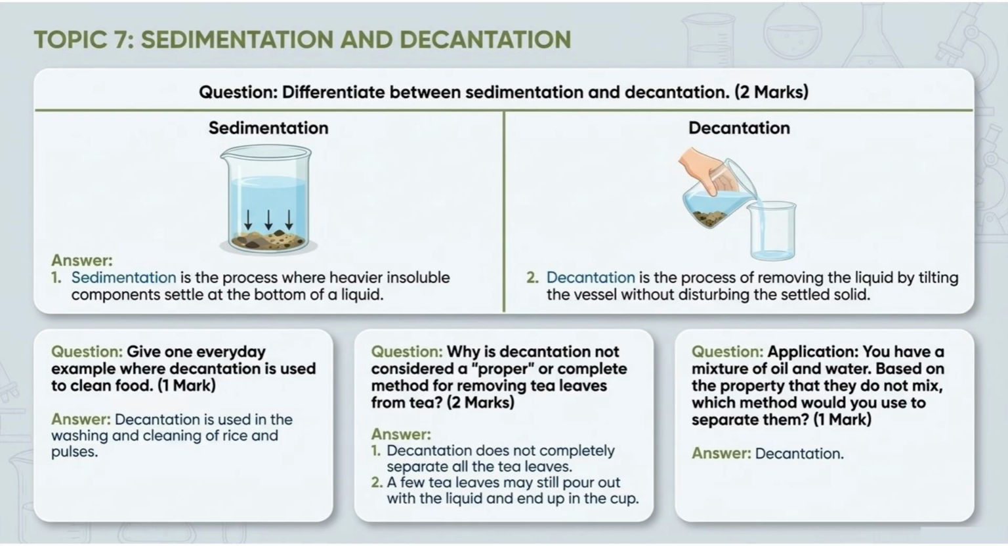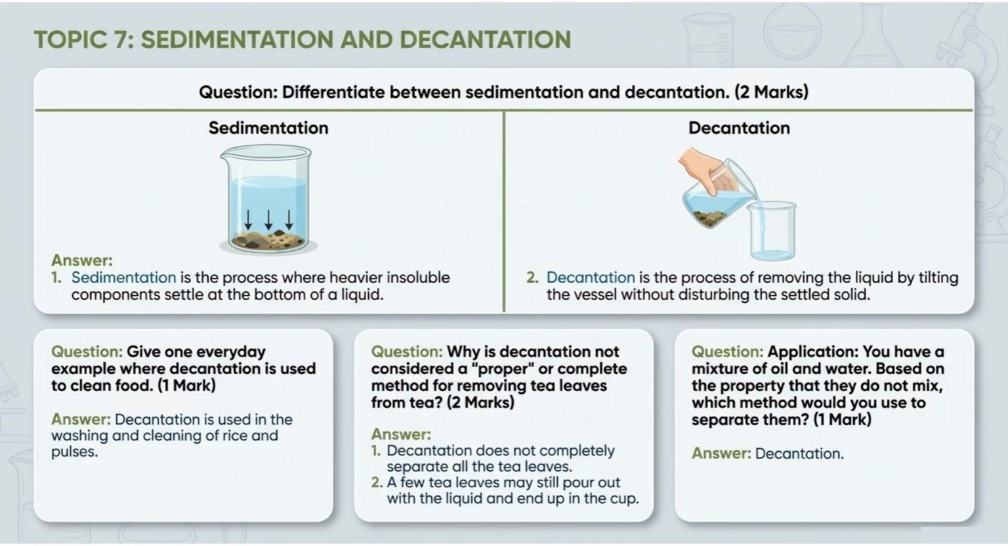Question. Differentiate between sedimentation and decantation. 2 marks. Answer. Sedimentation is the process where heavier, insoluble components settle at the bottom of a liquid. Decantation is the process of removing the liquid by tilting the vessel without disturbing the settled solid. Question. Give one everyday example where decantation is used to clean food. 1 mark. Answer. Decantation is used in the washing and cleaning of rice and pulses.